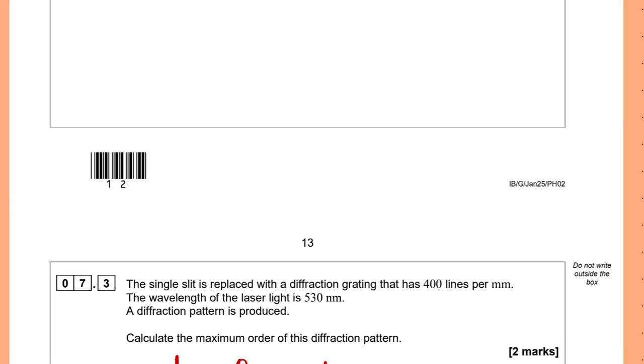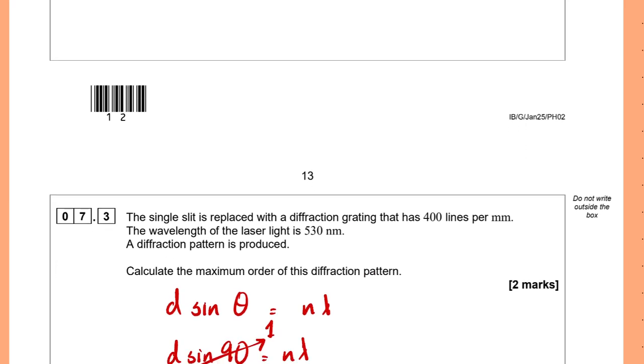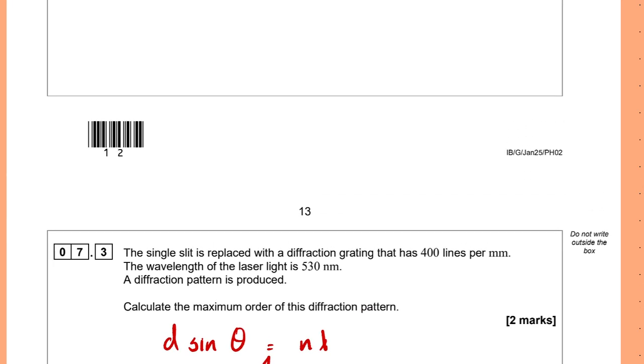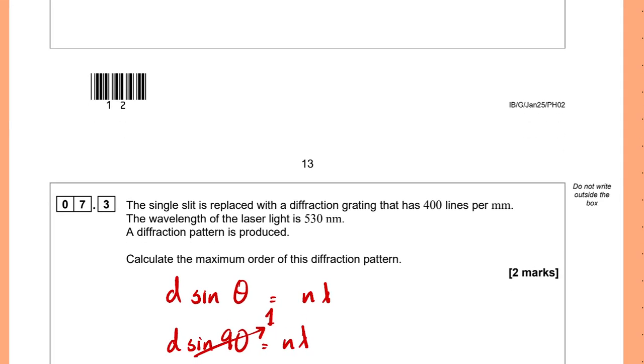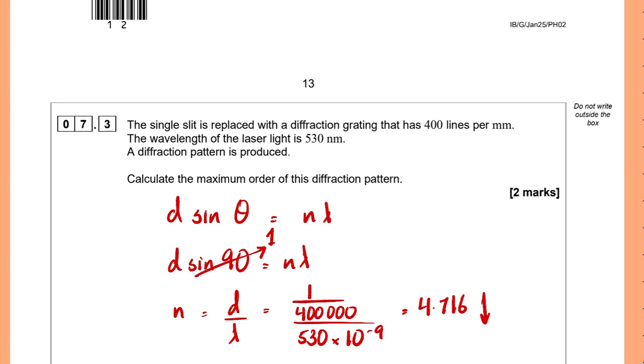7.3, the single slit is replaced with a diffraction grating that has 400 lines per mm. The wavelength of laser light is 530 nm. A diffraction pattern is produced. So this is a question on diffraction gratings. Calculate the max order of the diffraction pattern. So I know the equation is d sin theta equals n lambda. For the max order, I basically work with theta equals 90, right? So if the max is formed at the very edge of the screen, d sin 90 equals n lambda, and I plug in the values.